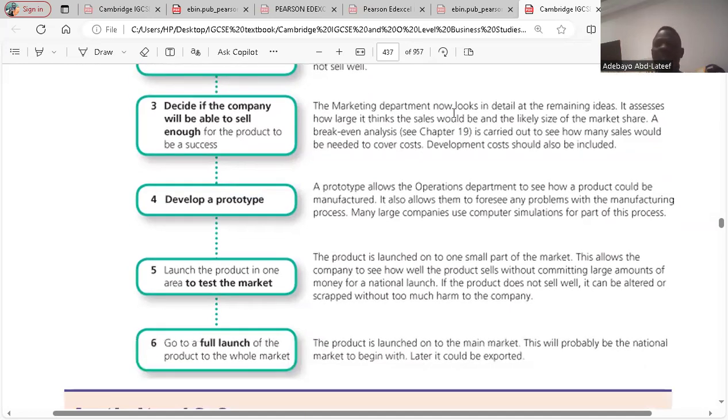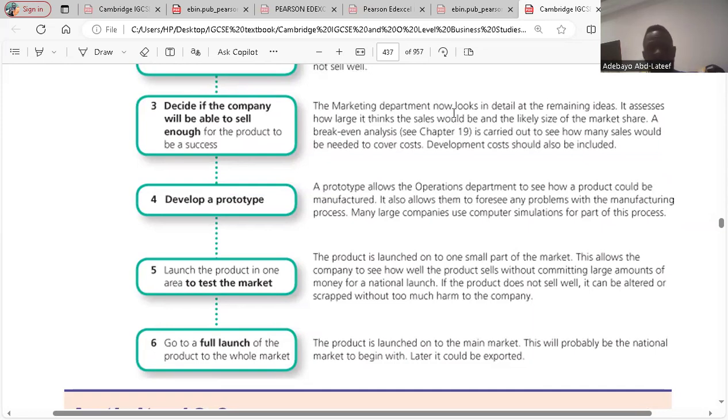Then the next stage is to develop a prototype. A prototype allows you to just test the market, the kind of product you want to produce, but you are producing this one to test on the market.